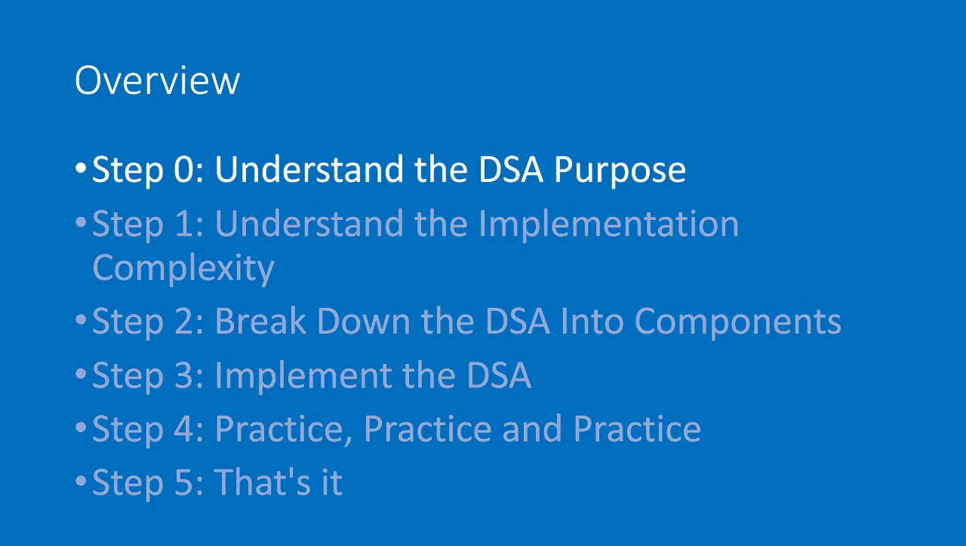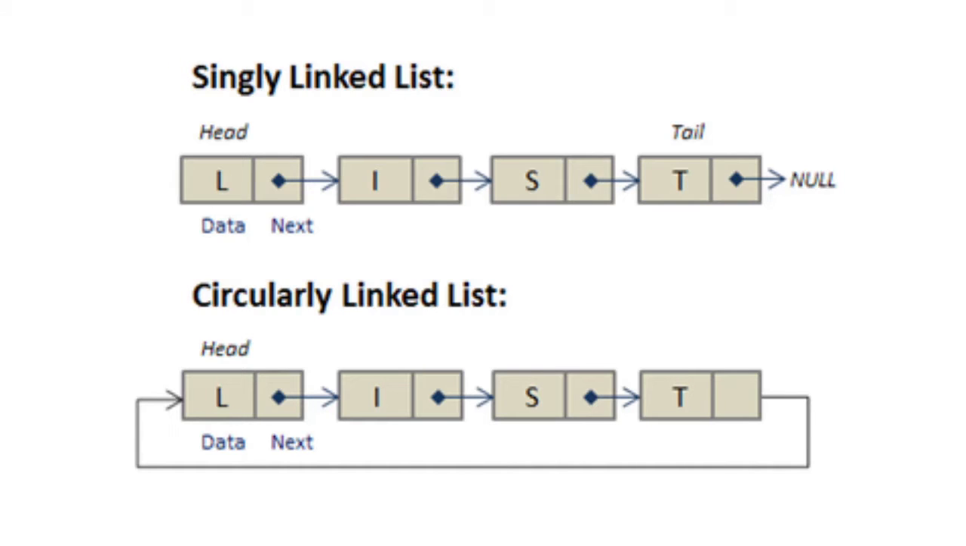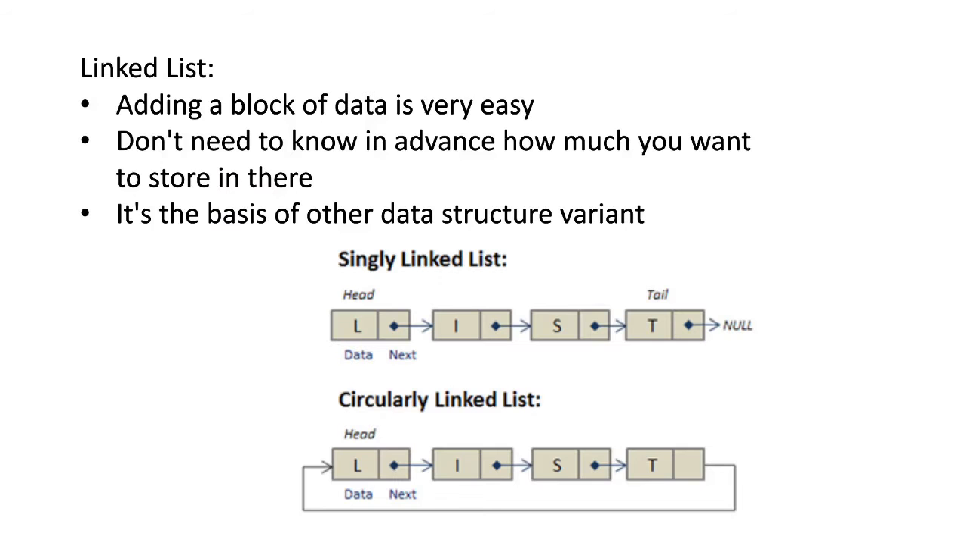So let's start with step 0. Understand the data structure or algorithm's purpose. So here is an example. Linked lists on their own are pretty boring. So before going into the excruciating details of the implementation, try to keep in mind why this data structure is even relevant. Why should we bother writing a linked list when an array is almost the same, right?